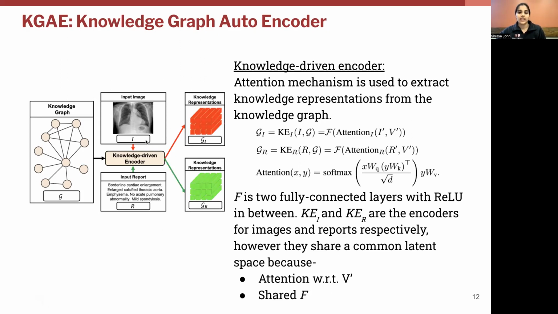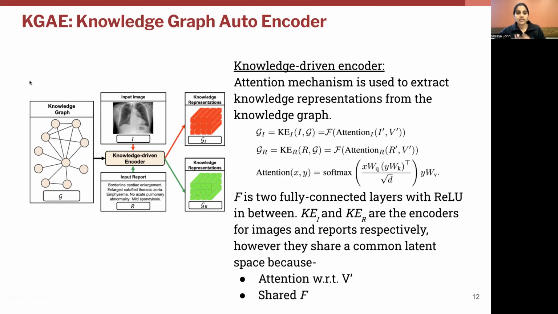So once you have these image and text embeddings, what do we do next? These image and text embeddings have not yet been contextualized in terms of the knowledge that we had from the knowledge graph. So now what we want to do is use some kind of mechanism such that we can relate it back. In this case, the authors are using an attention mechanism. So they calculate attention between the image embedding that was just calculated in the previous step, and V dash. V dash is the graph embedding. So we had the graph, then we embedded it, and then we are looking at this embedding in the latent space with respect to the embedded image. And similarly, we do the same for the report. After these attention values are calculated, you pass it through this function f. So what is f? f is simply two fully connected layers with a ReLU in between.